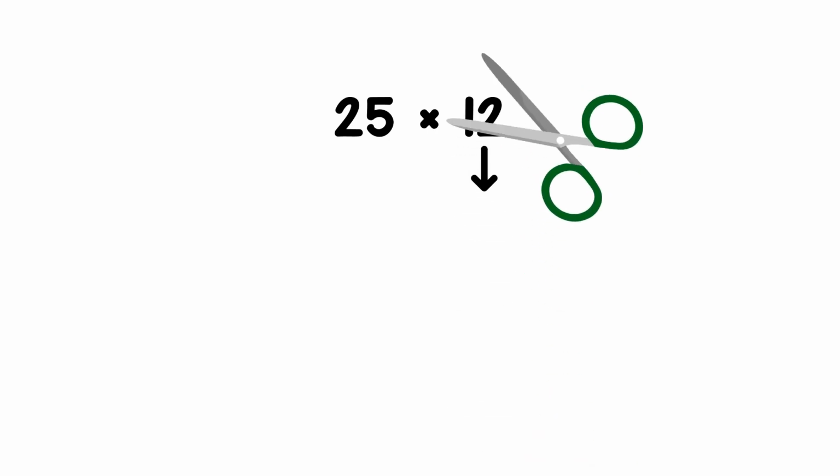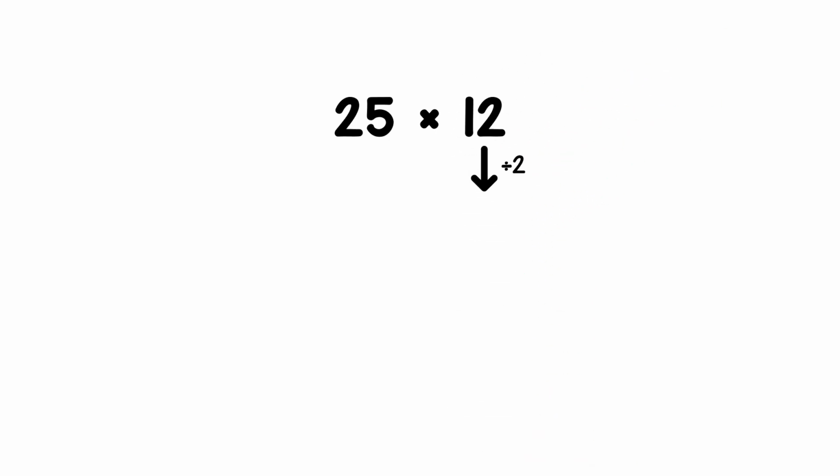The doubles and halves strategy also works with larger numbers. Give it a try with 25 times 12. First, halve the 12. 12 divided by 2 equals 6. Now double the 25. 25 times 2 equals 50. You now have a new expression, 50 times 6.